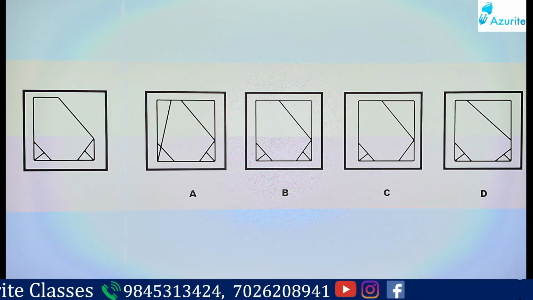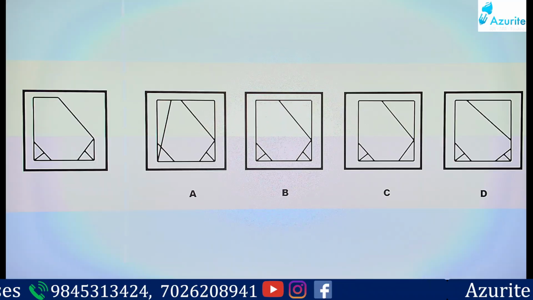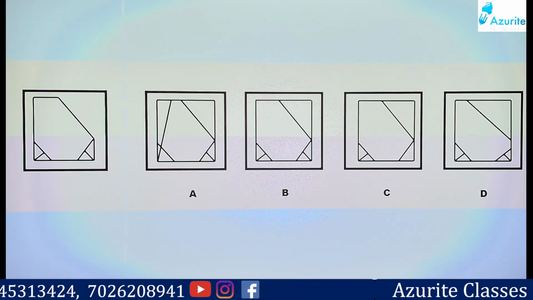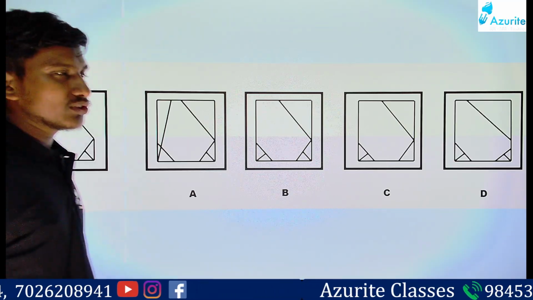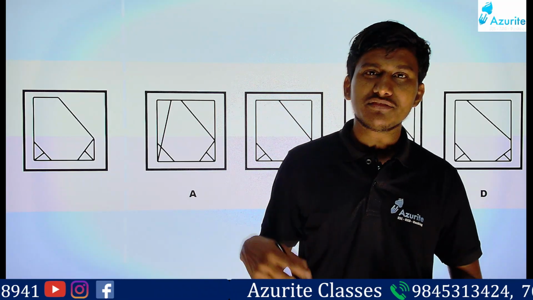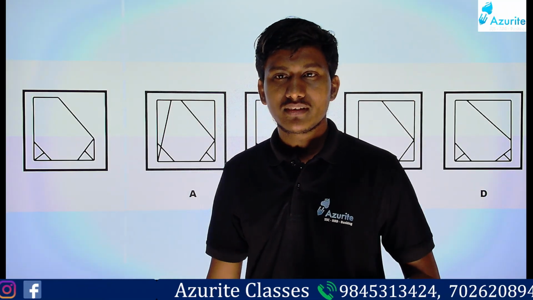Why? Because this and this part are both the same size. Here one line is missing in the middle, so that is why A is not the answer. B is the answer. In C, one line is missing here, so C is not the answer. And in D, one is big, one is small, right? That is why D is not the answer. So B is the correct answer.